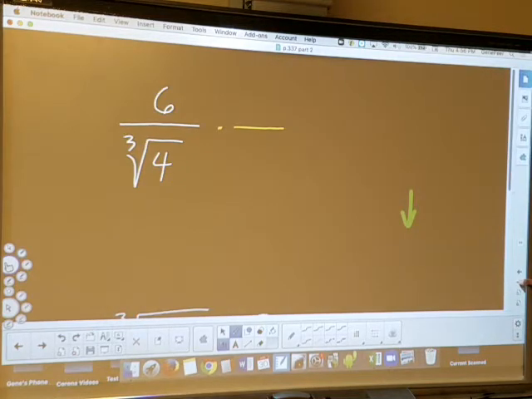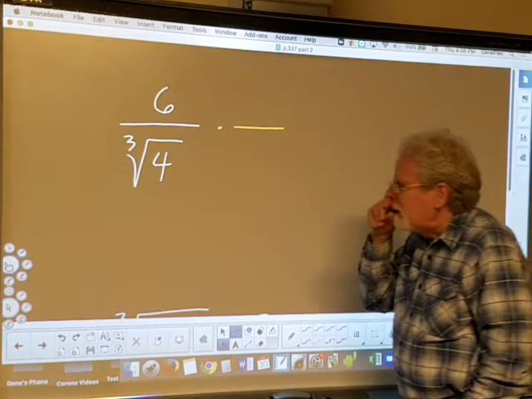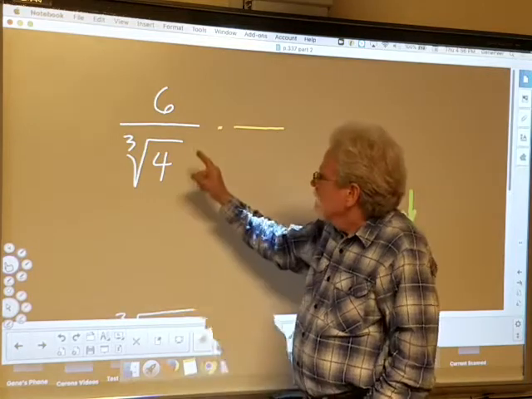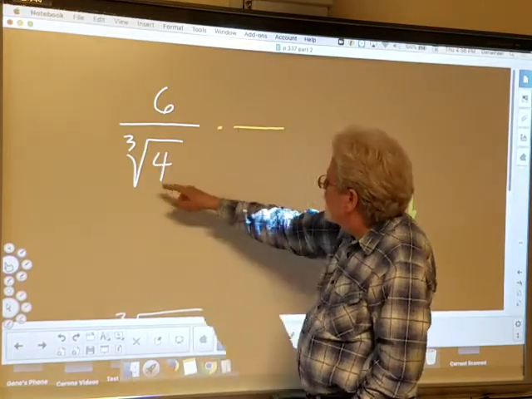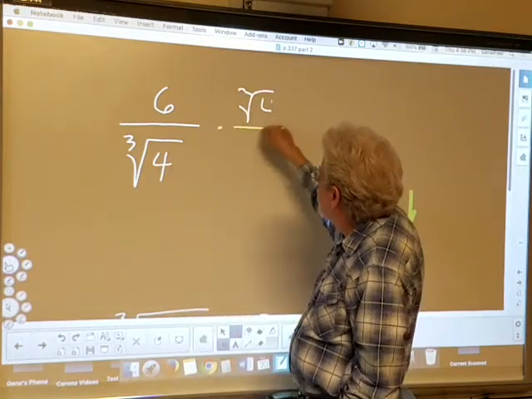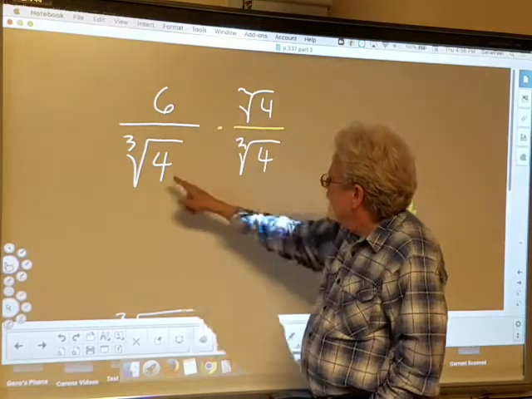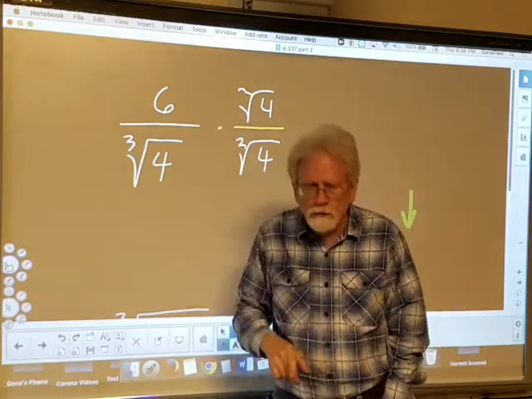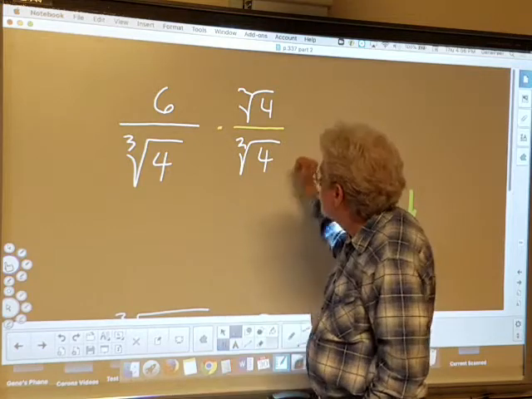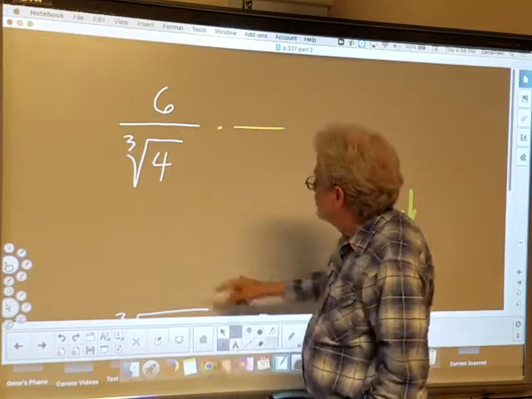And there's something I wanted to show you over here. A couple things. One, folks, you don't get rid of this by multiplying by cubed root of 4 over cubed root of 4. Because that would be cubed root of 16. Do we know the cubed root of 16? No, we don't. So what are you going to do?